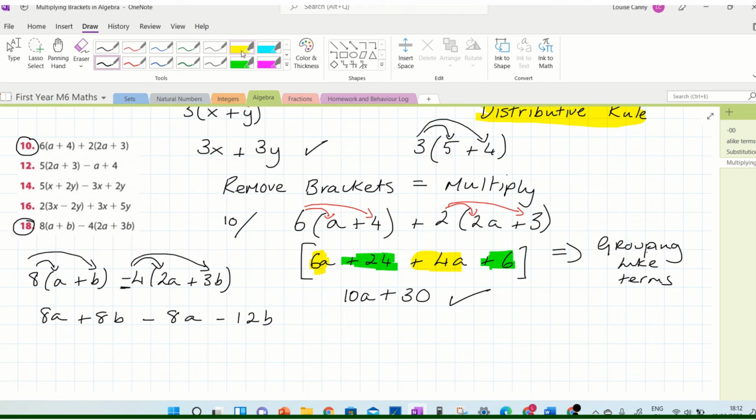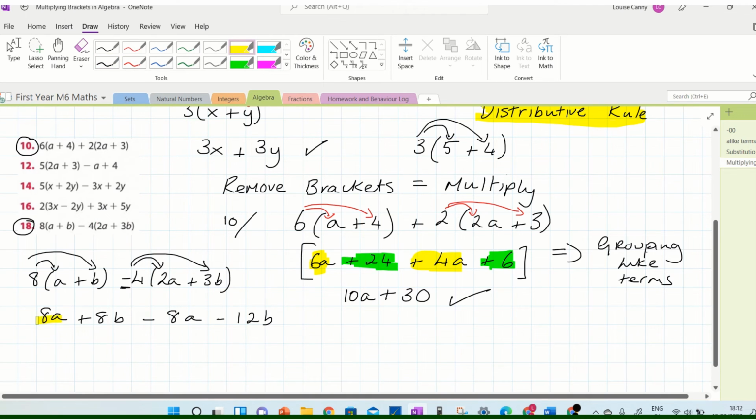At this point, I'm going to do the same thing that I did before. I'm going to find my like terms. And here I have 8a minus 8a, so that's going to give me 0. So they actually cancel out. You could write 0a if you want to, but you don't have to. It's gone, it's not there. So I'm not going to bother. And then I have plus 8b minus 12b. So plus 8 minus 12. Here I'm on the number line. I'm at 8. I'm going back to the left by 12. And that's going to bring me all the way down to minus 4b.